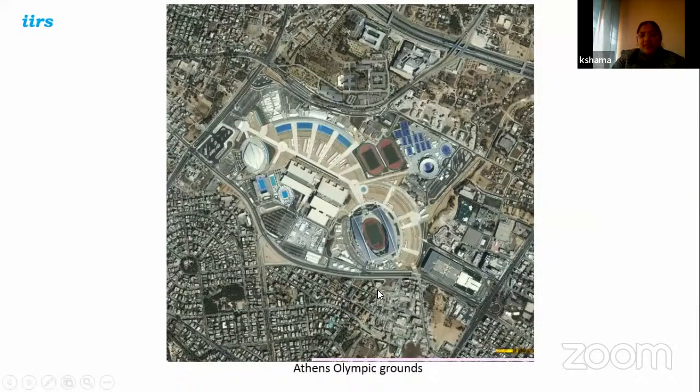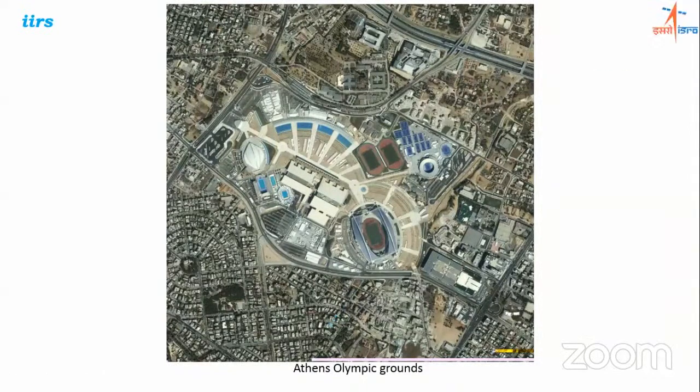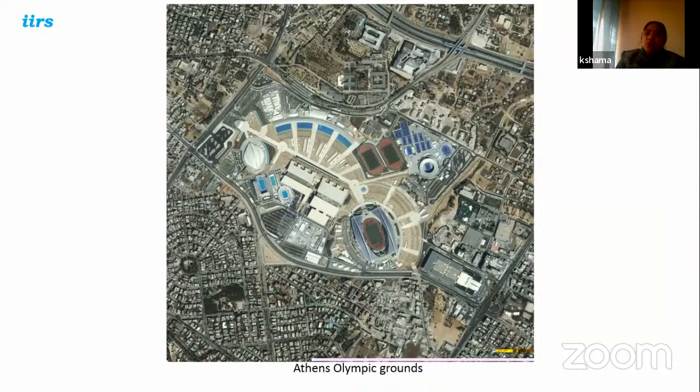Similarly, here there are a lot of sports facilities, like a number of stadiums, many swimming pools, and it is a large sport facility. Although I have written the name Athens Olympic Grounds, even if we don't know it, we can understand that this is some national level sport facility because many sport facilities are clubbed together in this area.